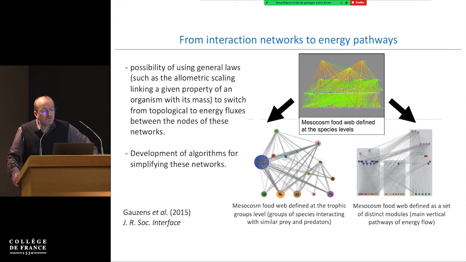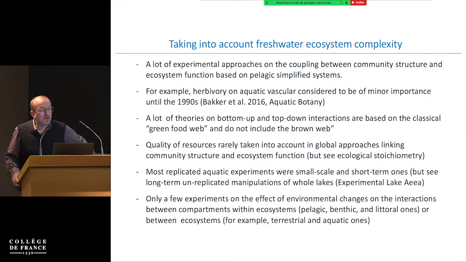And also to see how these food webs can be simplified in distinct modules through main vertical pathways of energy flows. And this is one aspect which, probably in the next year, will make it easier for us to have more realistic interaction networks. After that, there is also a necessity to take into account the ecosystem complexity.